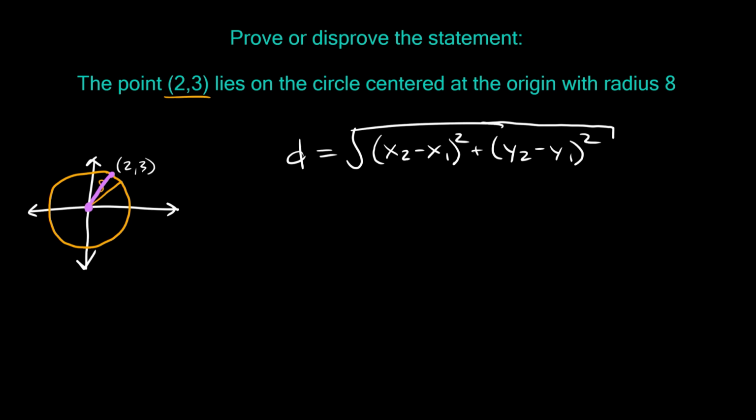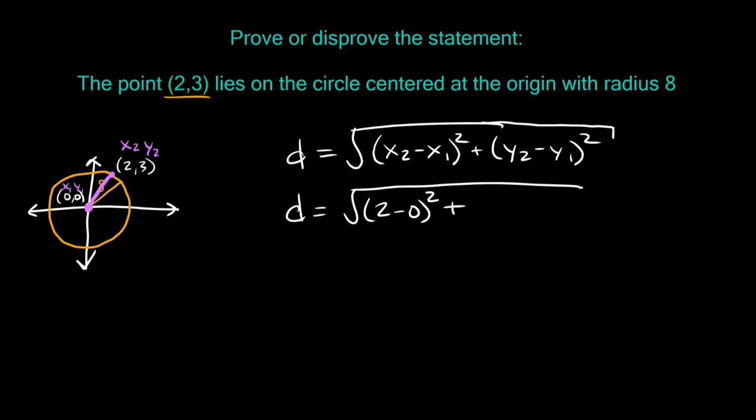The two coordinates we want to use here are the origin, (0, 0), and this other point, (2, 3). Let's label (0, 0) as x sub 1, y sub 1, and (2, 3) as x sub 2, y sub 2. If we plug those into the formula, the distance is equal to the square root of (2 minus 0) squared plus (3 minus 0) squared.